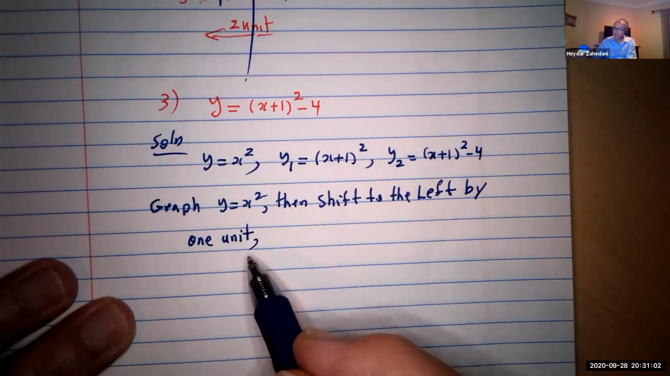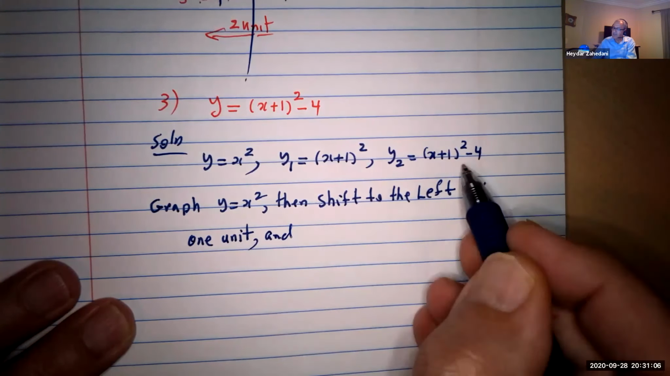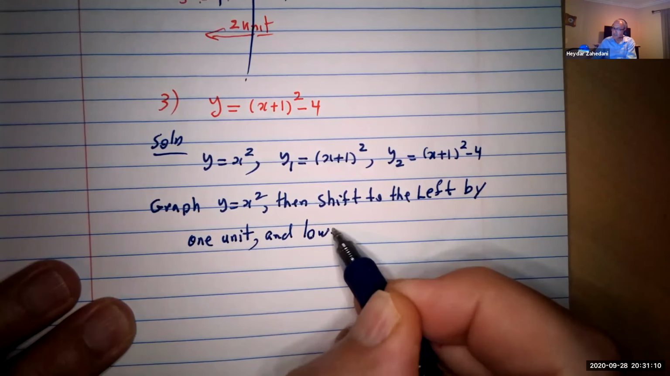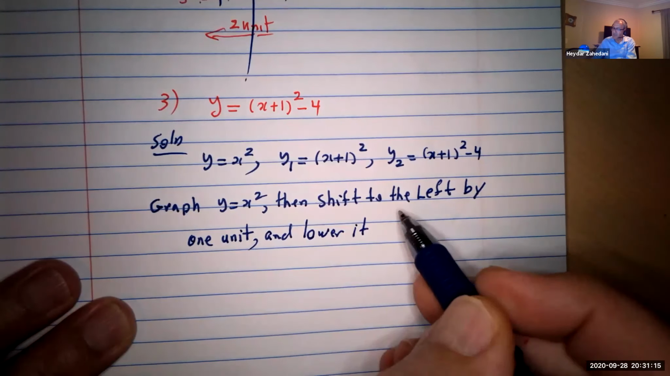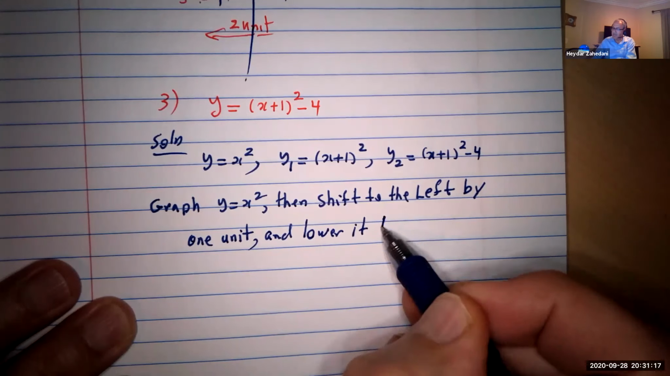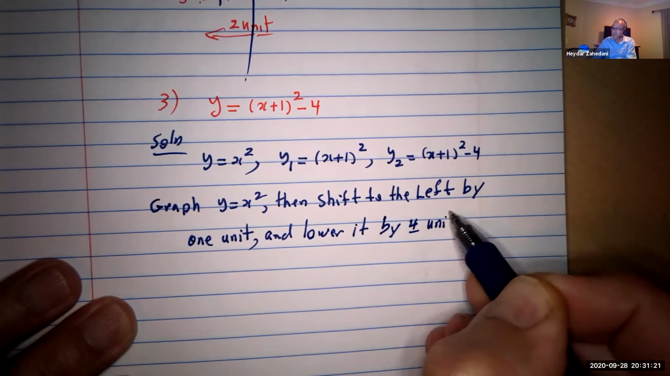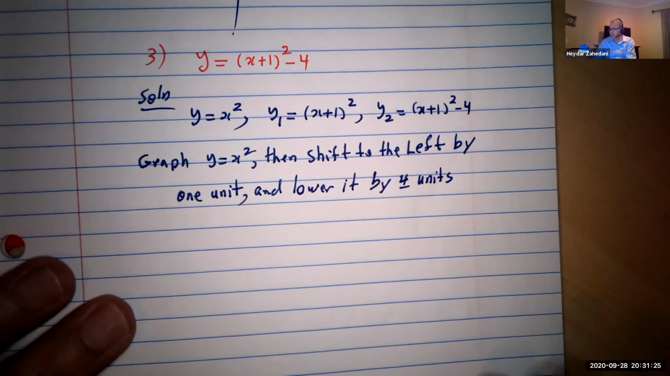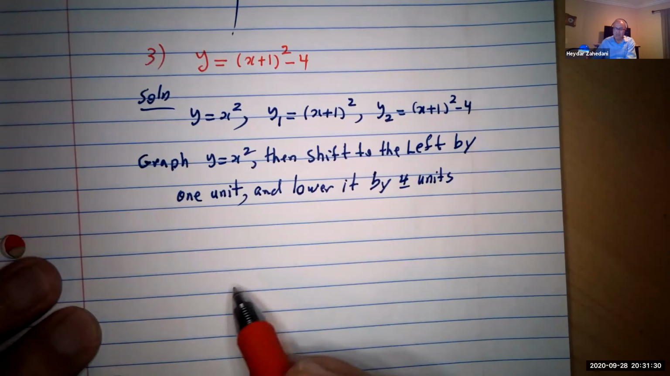And then lower it. Lower it down by 4 units. Just for information, to see how we're going to do it. Sometimes they ask for the description. This is going to be the description, but we can do it right away.